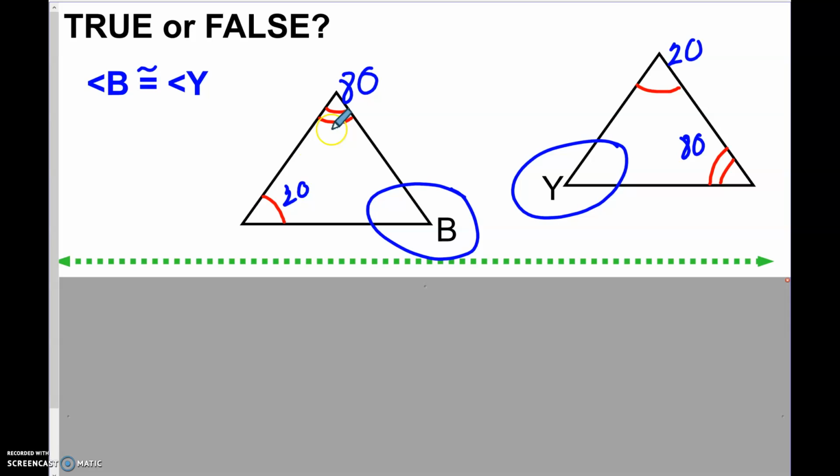All right, so 80 plus 20 is 100. What does that leave for angle B? Well, 80 plus 20 is 100, so we subtract from 180, and that leaves 80 here. So is B congruent to Y?